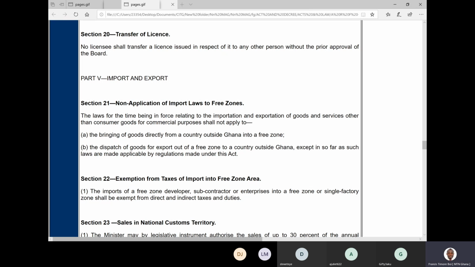Subsection 2. Sales of goods from free zone enterprises or single factory zones to the national customs territory shall be considered as imports and are subject to the rules and regulations relating to imports into the national customs territory. So if those who go and buy from Blue Skies come and sell it, they are importing it. They have to send declarations. They have to go through the clearing processes and pay the duties on them.